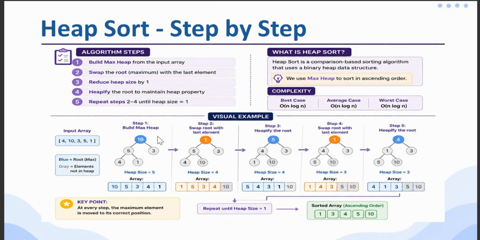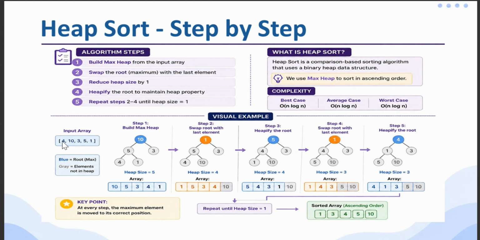Here I will work through each step and explain what it does and why it is necessary. The algorithm has two main phases: building the heap and extracting elements. Step 1 is building the max heap from the input array. This is the first phase. We take the unsorted array, the original array.